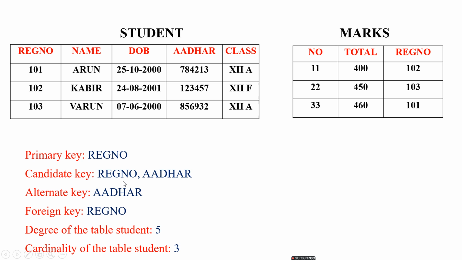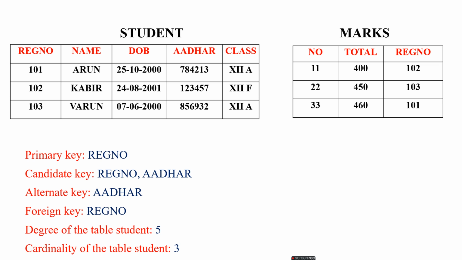Now next is the candidate key. Candidate key means the keys that are capable of becoming primary key. So in this table, what are the columns that are capable of becoming primary keys? Register number and Aadhaar. So the candidate keys are register number and Aadhaar. Now next is the alternate key. Alternate key means the candidate key that does not become the primary key. There are two candidate keys, register number and Aadhaar, and register number became the primary key and Aadhaar is left. So Aadhaar is the alternate key, the candidate key that doesn't become the primary key.